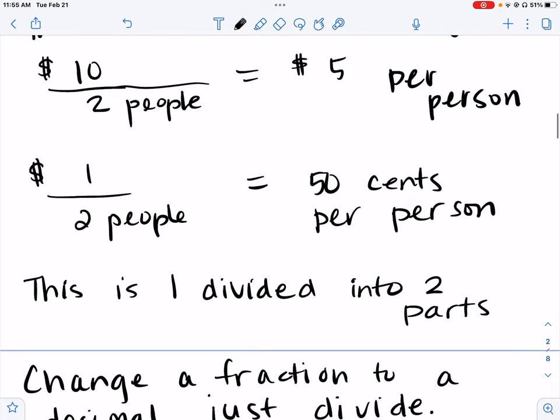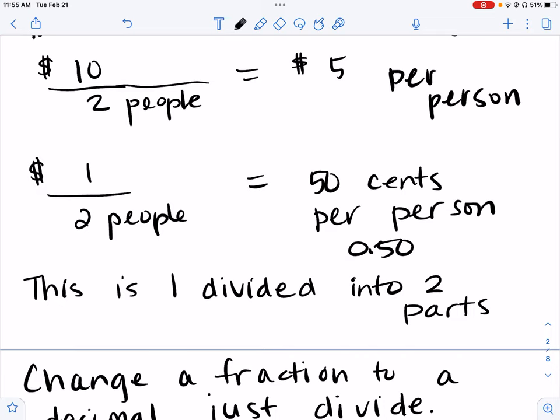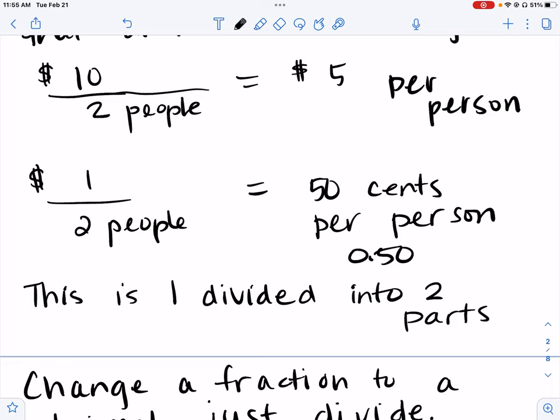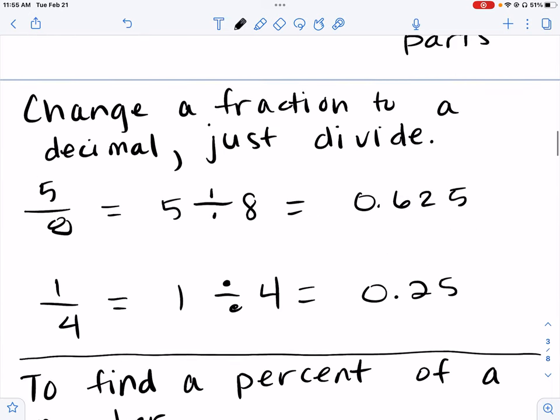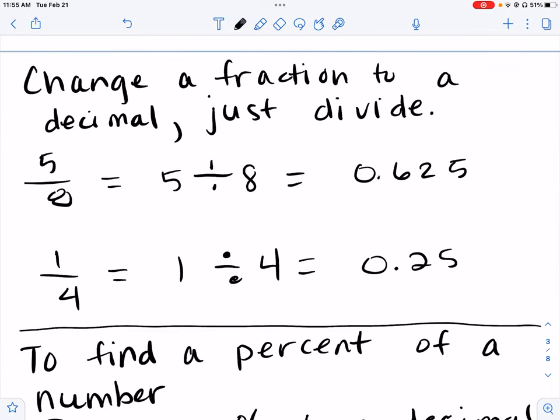But if you have $1 and divide it into 2 parts, that's not a whole number. There's only $1 and 2 people. So that's 50 cents per person, okay, or 0.50. That's 1 divided into 2 equal parts. To change a fraction to a decimal, just divide. 5/8 literally means 5 divided by 8. 1/4 literally means 1 divided by 4. Okay, and just put that on your calculator.